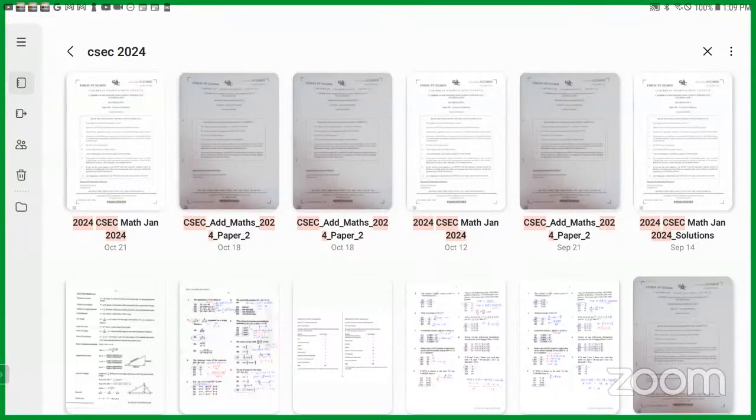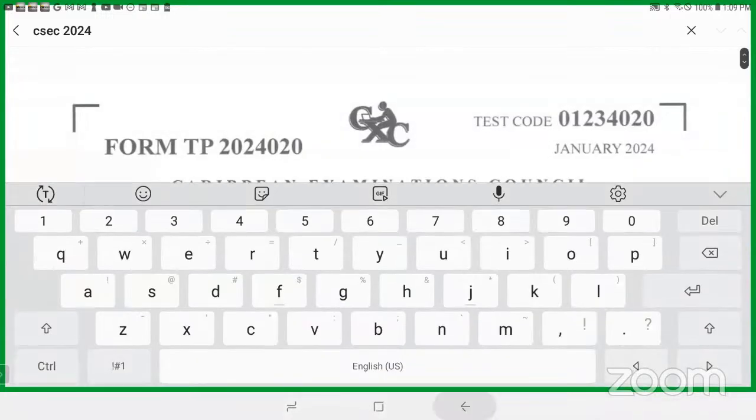This is January 1 or June 1. I do it. Let me see. January or June. This is January, no, this one. January 2024.